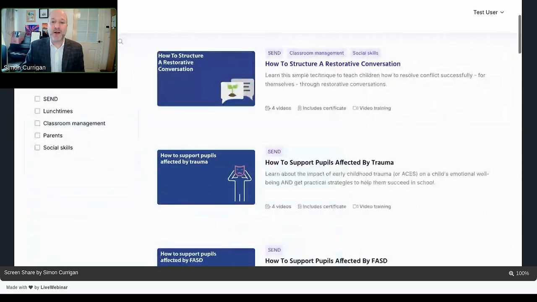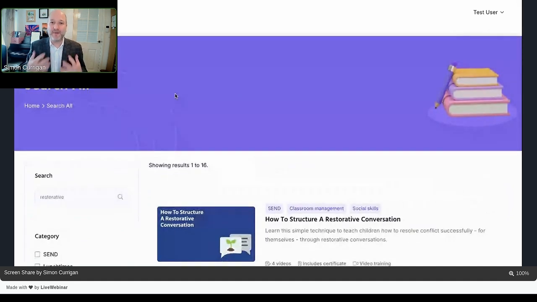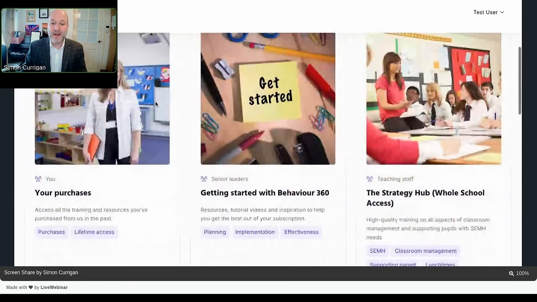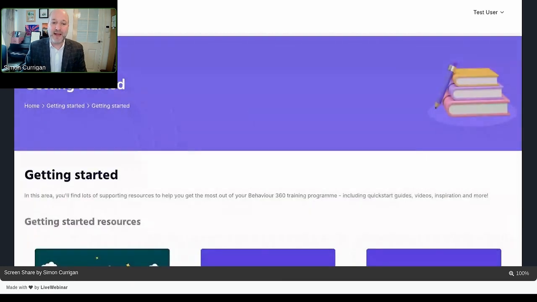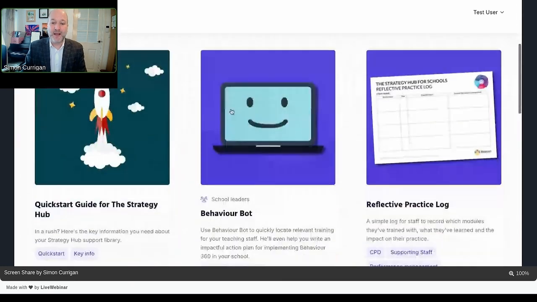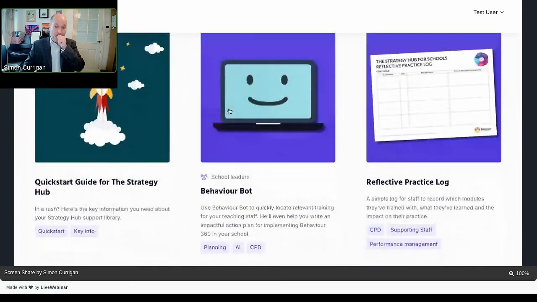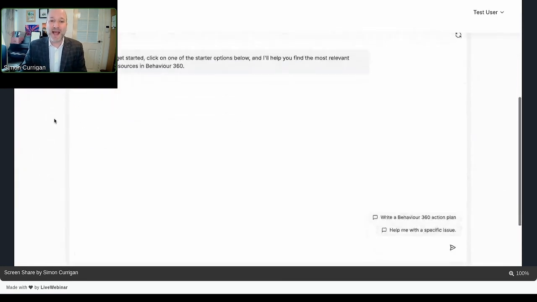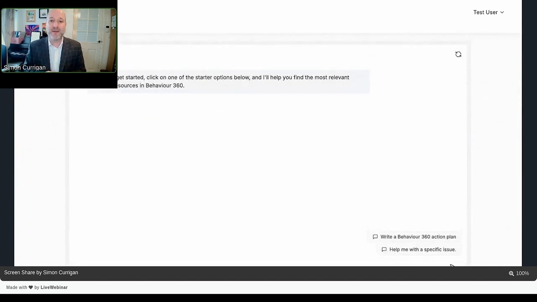So what I can do is go through my needs, put them in the search bar, and find lots of units and training resources that will support. And what I can also do, and this is brand new and under development, if you go into the Getting Started with Behaviour 360 section, there's a new option here called the Behaviour Bot. It's a way of speaking using AI to find the most relevant training resources in Behaviour 360. And what Behaviour Bot will actually do is help you write that plan.